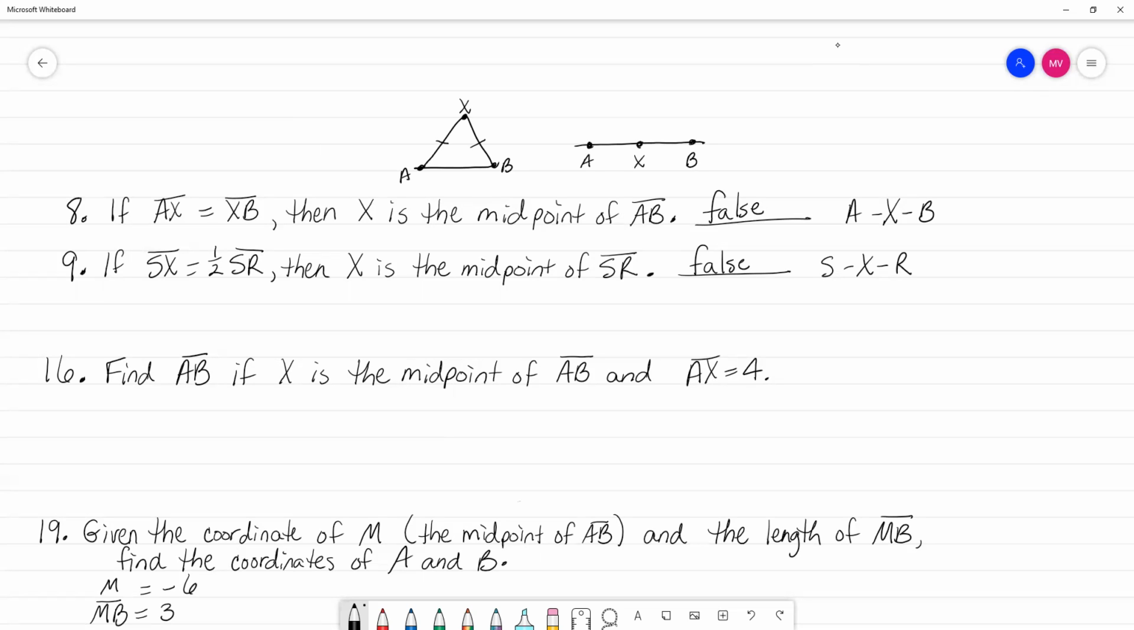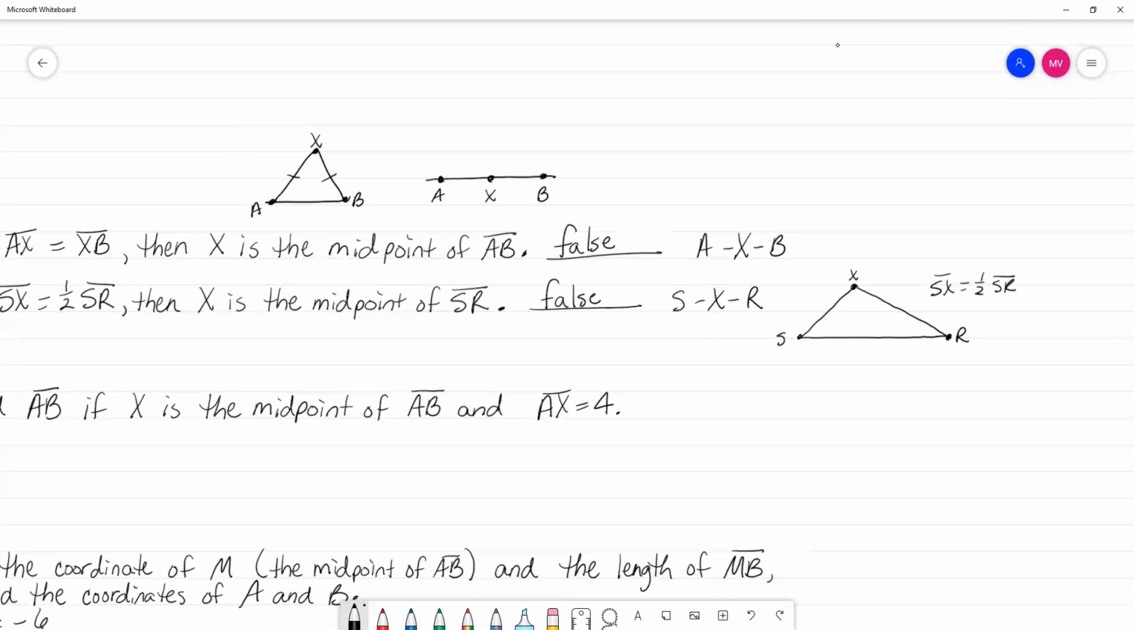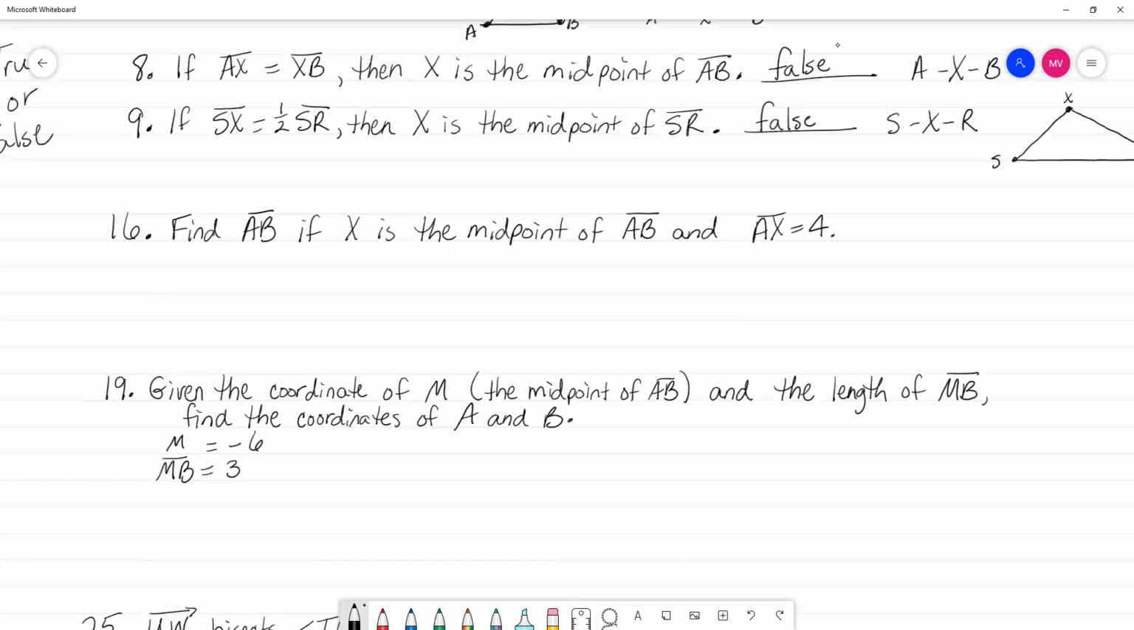SX is equal to half of SR. Again, you could have this as an obtuse angled triangle, right? So if SX, that length, is about half the length of SR, then SX is equal to half SR, but X is still not the midpoint because it's part of a triangle. They're not on the same line. You must state that X exists between S and R in order for that statement to be true, that it is the midpoint. All right, so moving on to number 16.